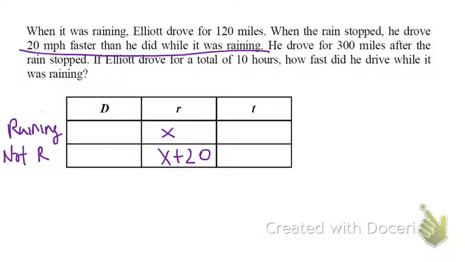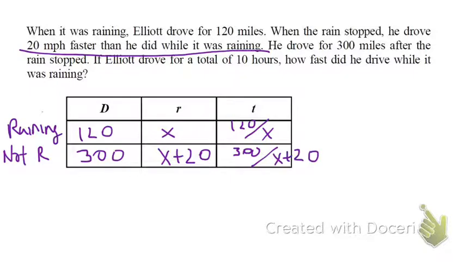Okay, so the distance, we already said that. While it was raining, he went 120. What about when it stopped raining? 300. Okay? So fill in your time. So time for raining was the 120 divided by the X, and the not raining was his miles of 300 divided by his X plus 20.